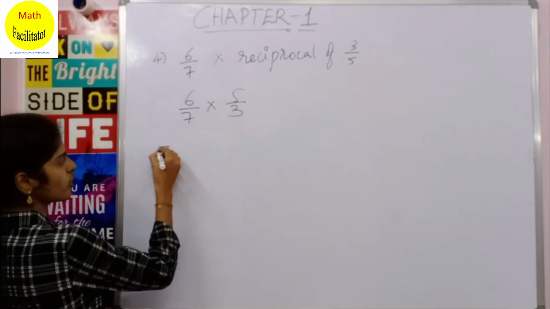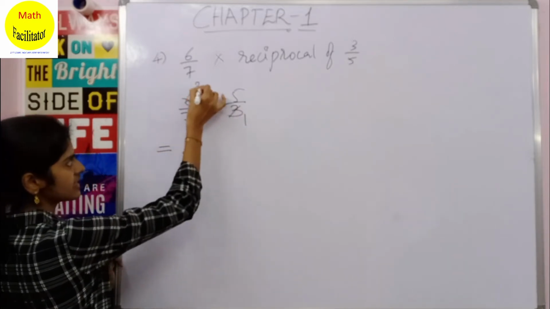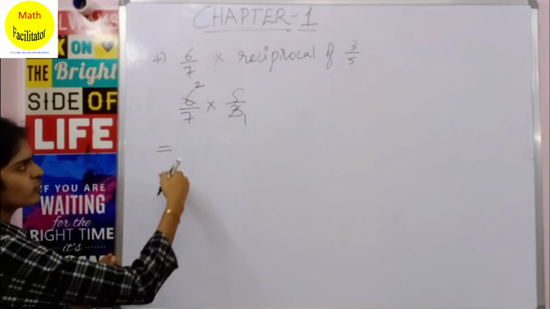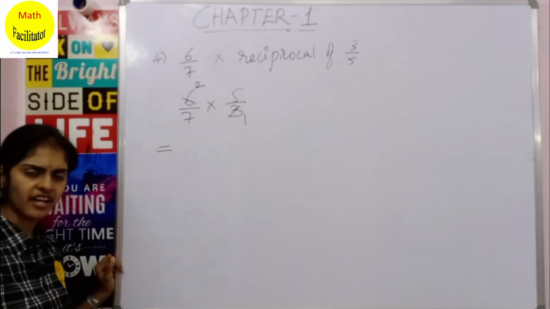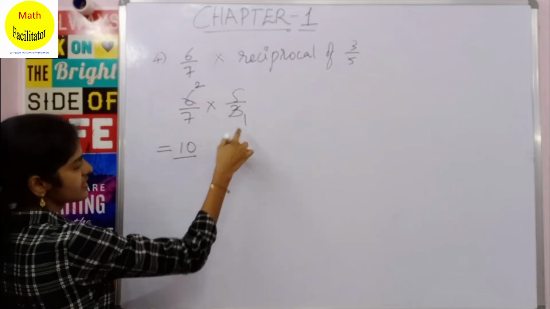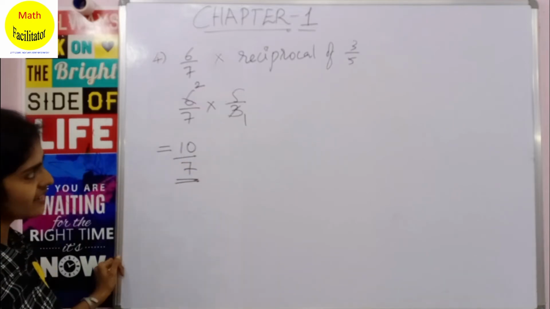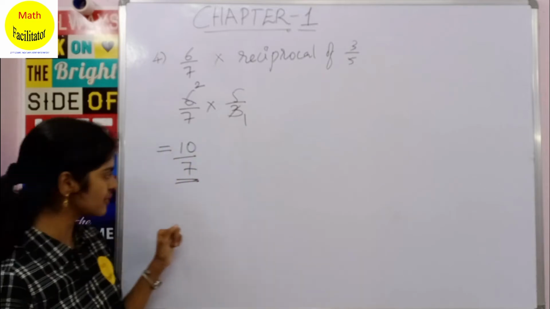Okay, so now if you want to multiply, you can cancel this 3: 3 ones are 3, 3 twos are 6. Now there is nothing more to cancel, there are no common factors. So it is 2 fives are 10 divided by 7 into 1 is 7. So the multiplication of 6 by 7 and the reciprocal of 3 by 5 gives you 10 by 7.